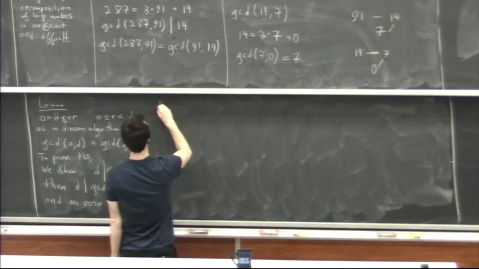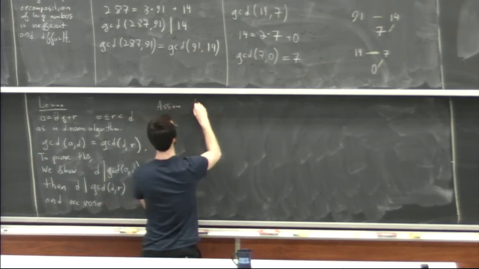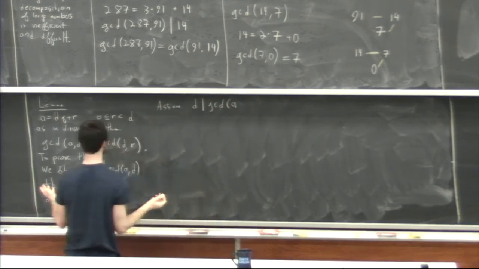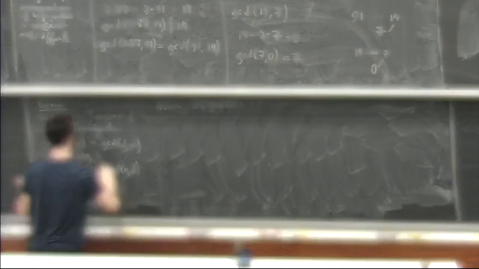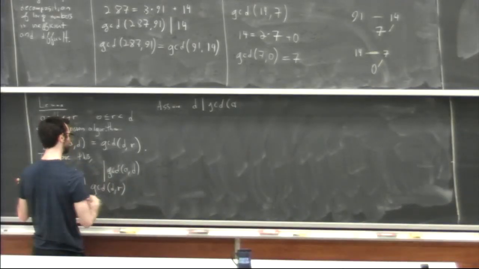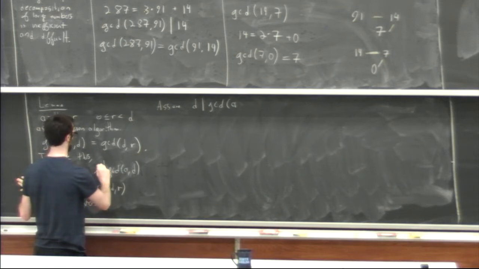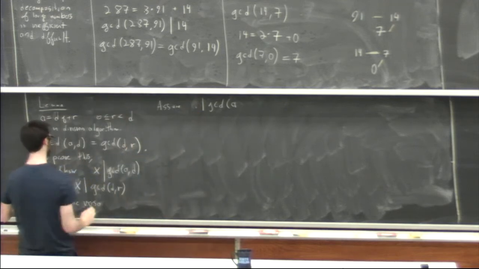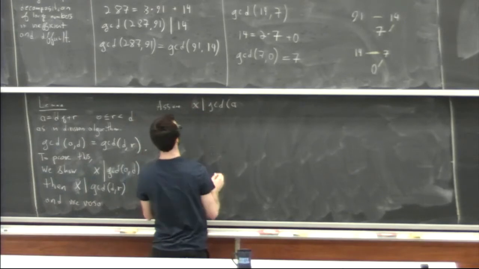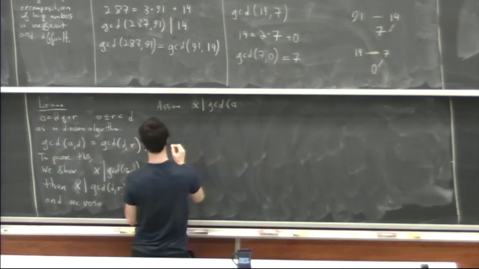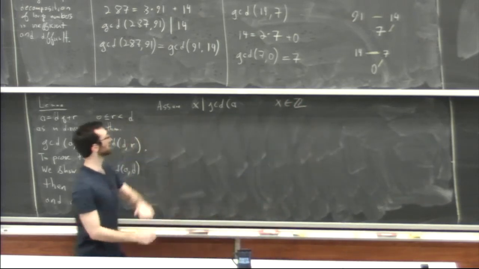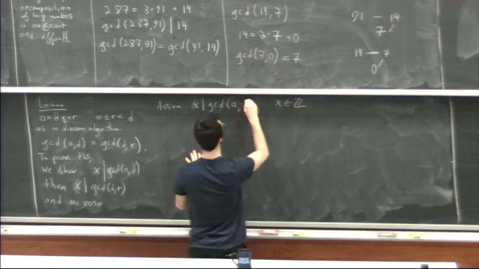So assume that D divides the GCD of A. Oh, shoot, I'm using D's in two different places. I'm sorry. Let me do X, say. X an integer. So here I'm taking X to be an integer, kind of bad. So I am assuming that X divides the GCD of A and D.